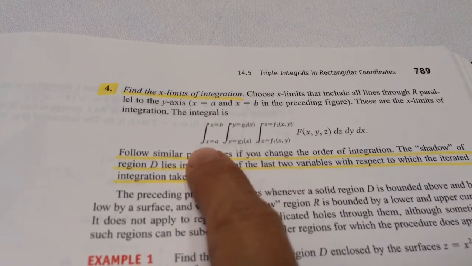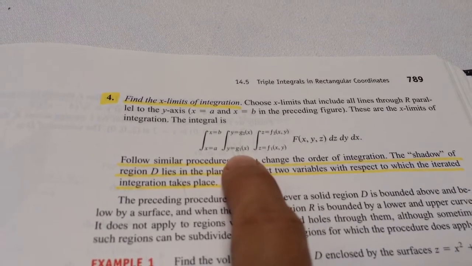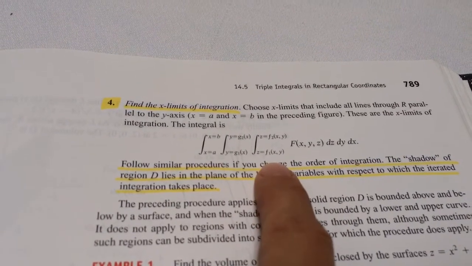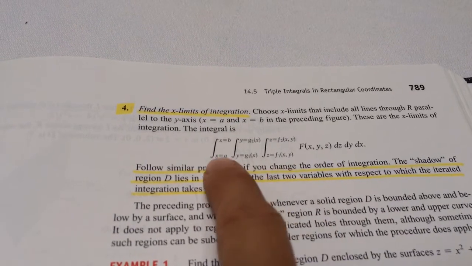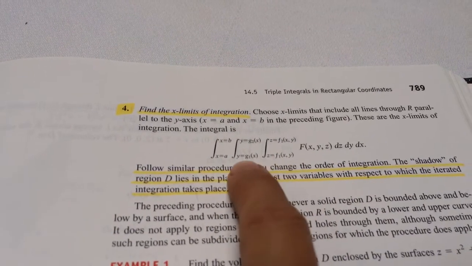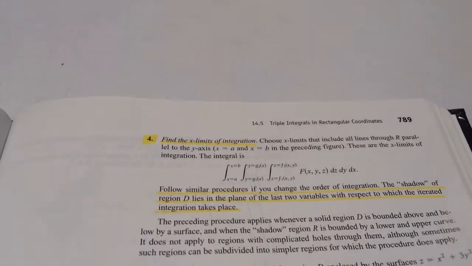So notice the outermost one's numbers, and then the inner ones are functions. So the middle one is a function of a single variable, the innermost one a function of 2 variables. So it gets less dimensions as you go out. So it's a function of 2 variables, a function of 1 variable, and a constant as you move yourself out.